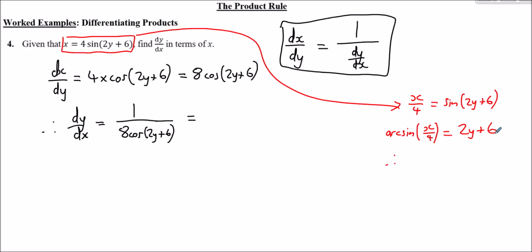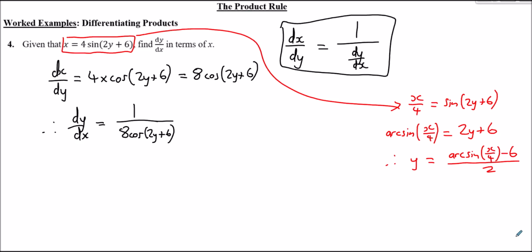So therefore, if we subtract 6 from both sides and then halve, we can see that y is arc sine of x over 4 minus 6, all over 2. So if we now input this into this expression here, we'll have our solution.